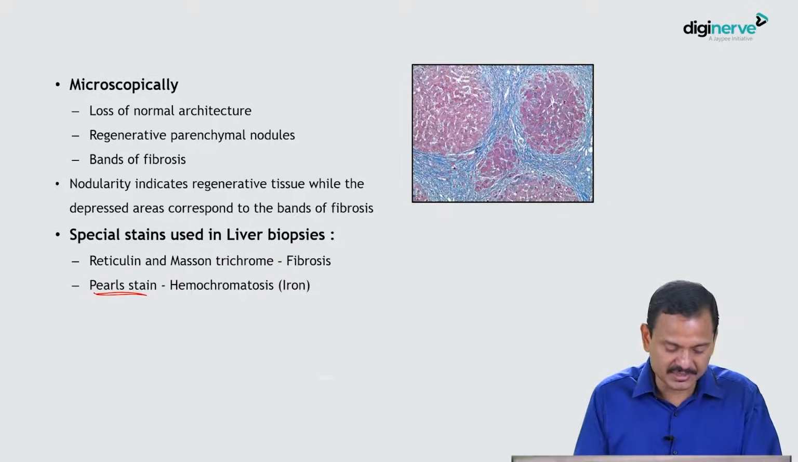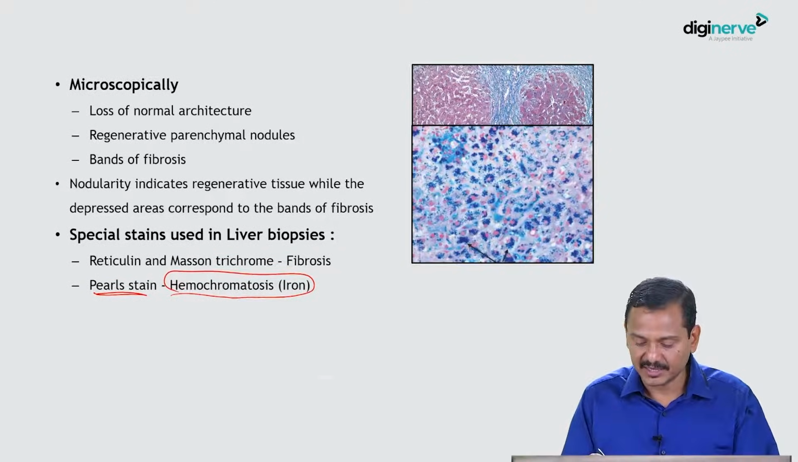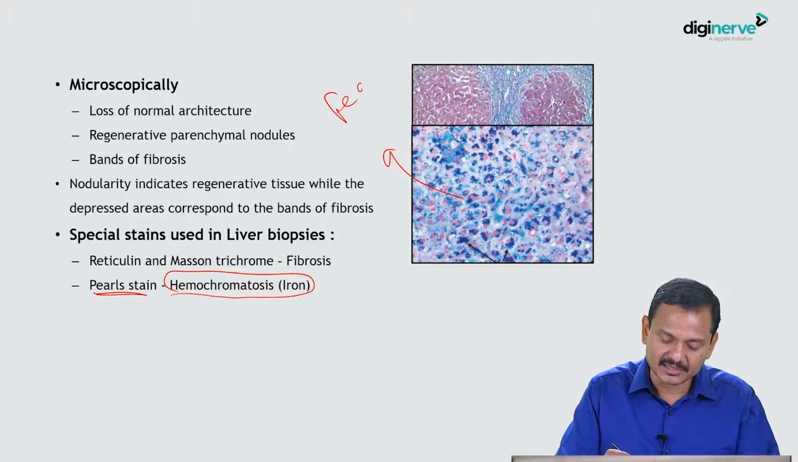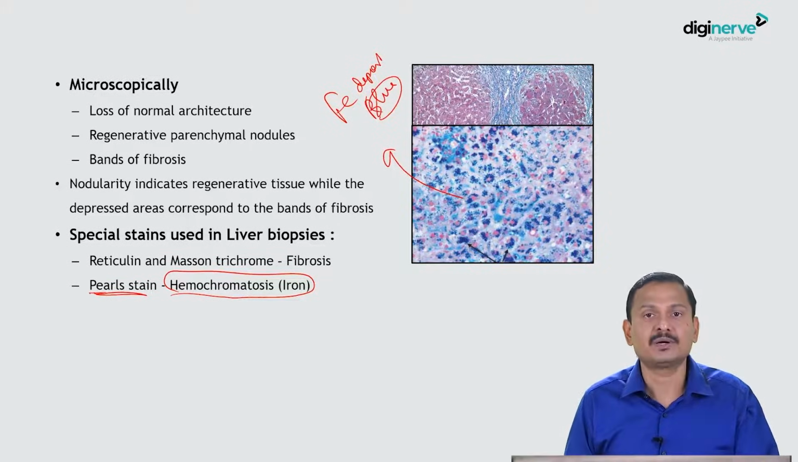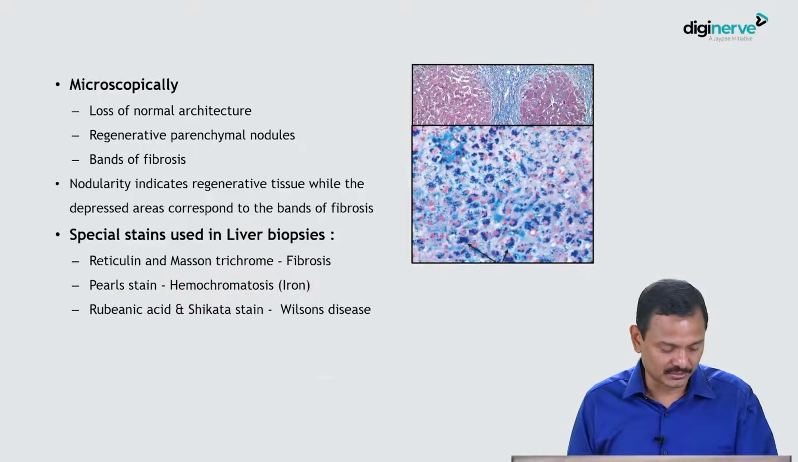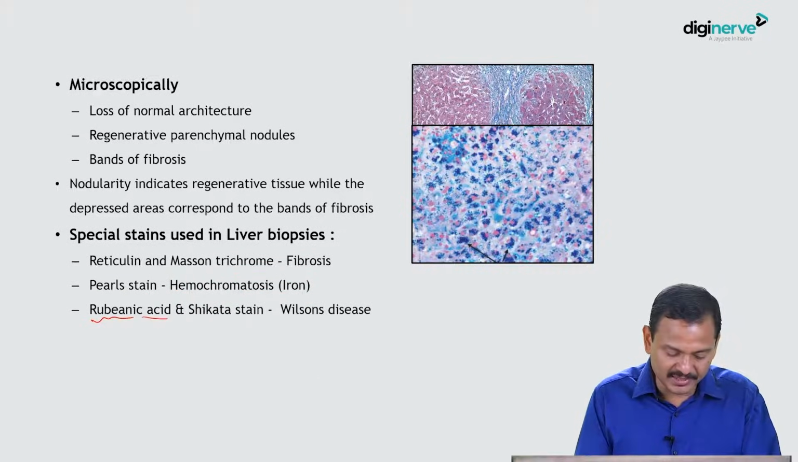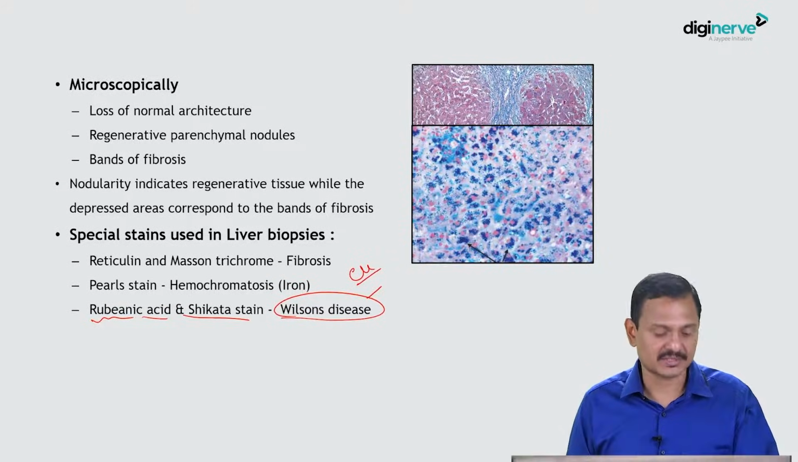Next is Perls stain. Perls' Prussian blue stain is used in hemochromatosis to confirm iron, and here you see the iron deposits staining blue in color. So this is Perls' Prussian blue stain, and that is used for hemochromatosis. The next is rubeanic acid or Orcein stain, and that is used in copper abnormality, that is Wilson's disease.